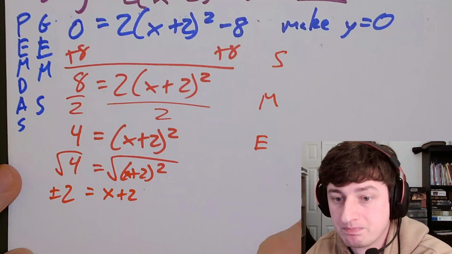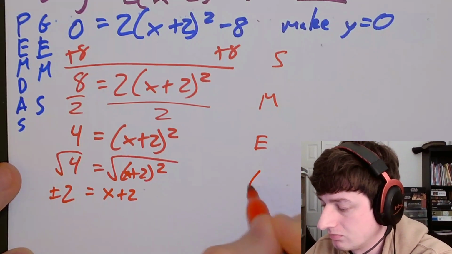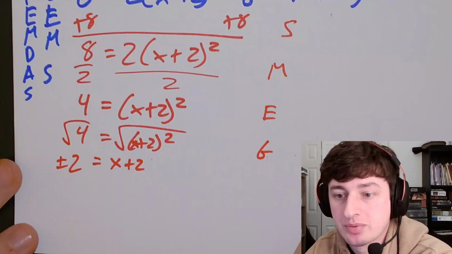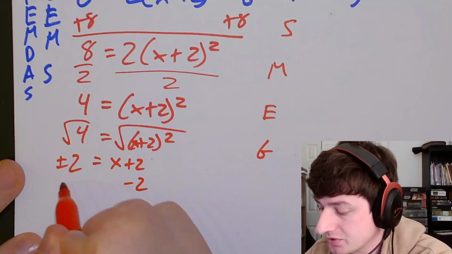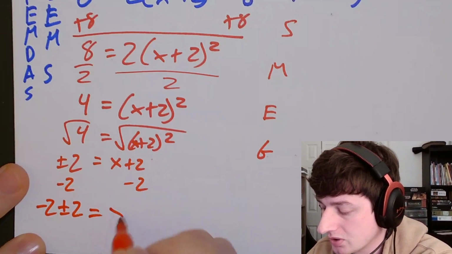Now we have a problem. GEMS over here. We undid the grouping symbols. Now we have a problem because we're going to subtract 2 on both sides. And so we get negative 2 plus or minus 2 equals x.